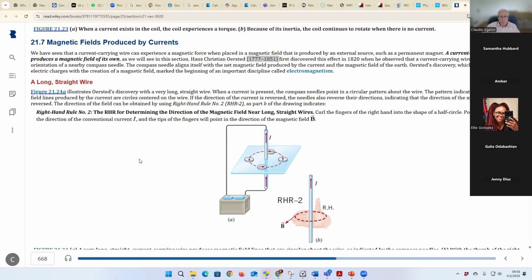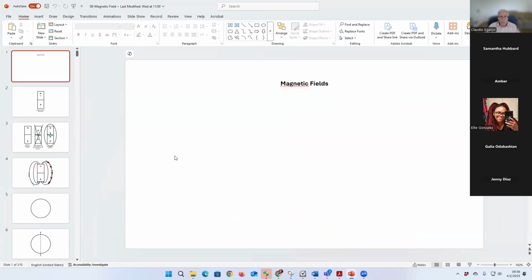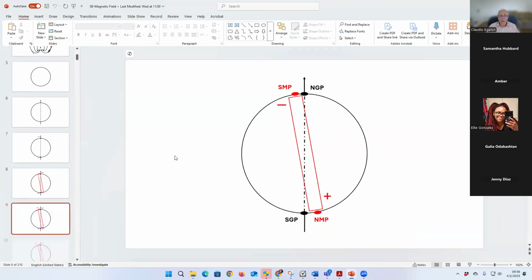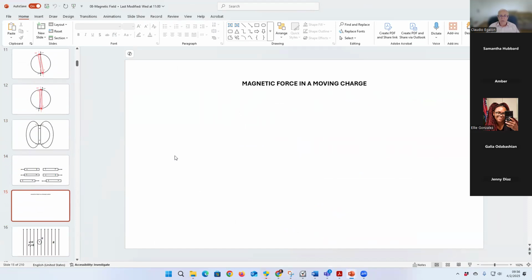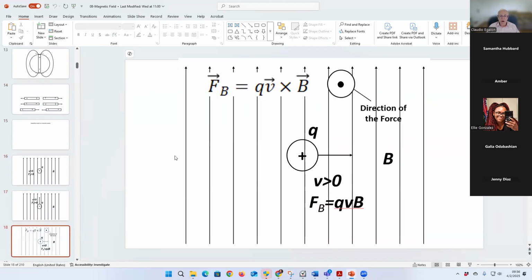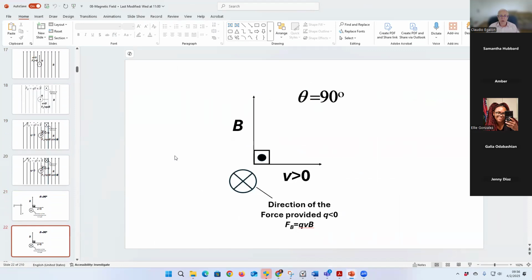Let's write that down. And let me see if we also covered that, right? So here you go, the magnetic poles of the Earth, the magnetic force. We covered the magnetic force on a moving charge.